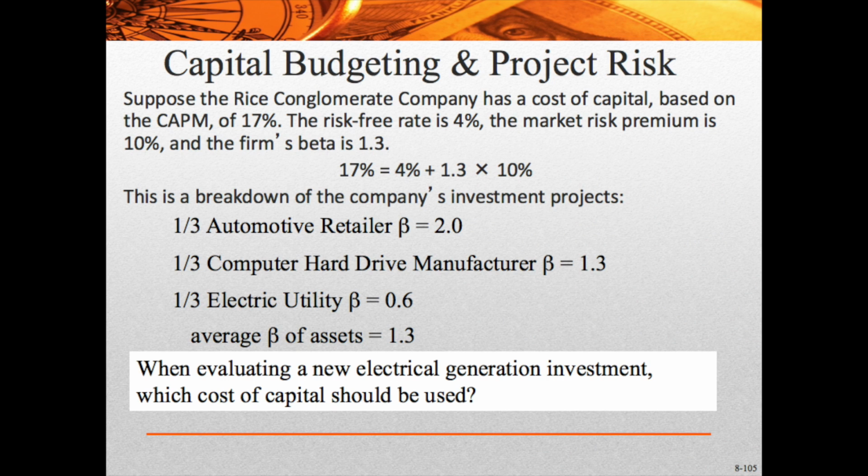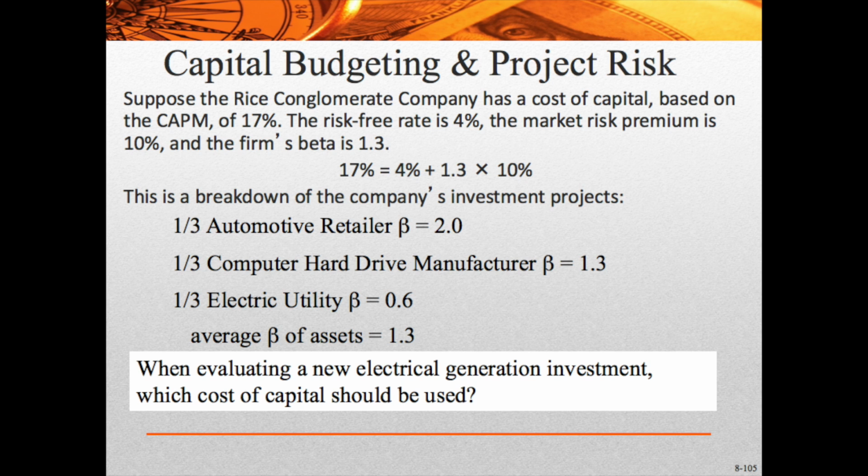Okay, before we move on to debt, I want to squeeze one more thing in here, which is what if the project isn't exactly the same beta as the overall company? So let's look at this example. Suppose Rice Company has a cost of capital based on CAPM of 17%. The risk-free rate is 4%, and the market risk premium is 10%. The firm's beta is 1.3.